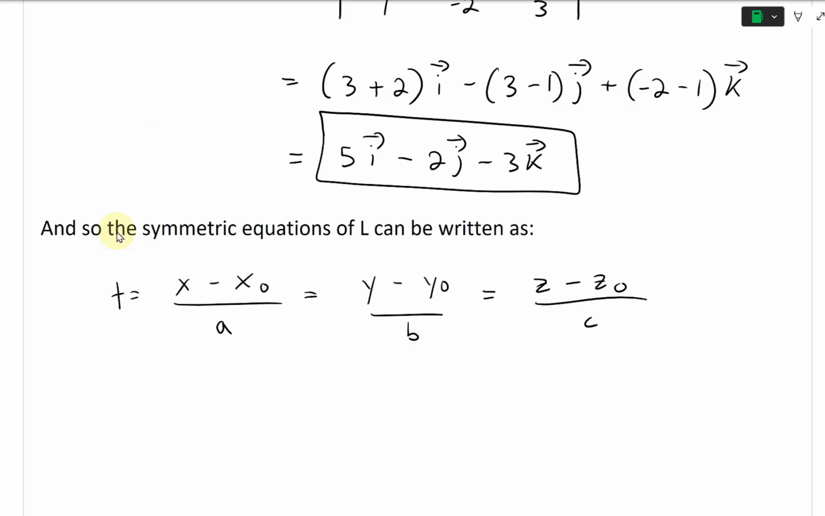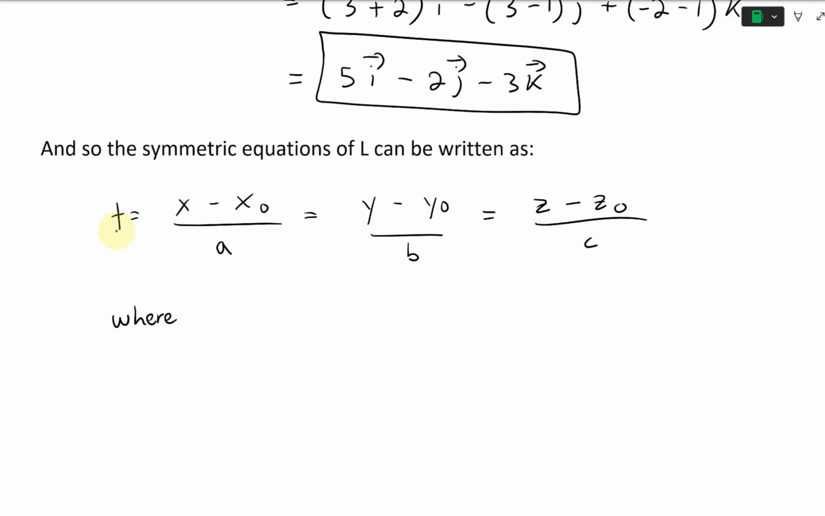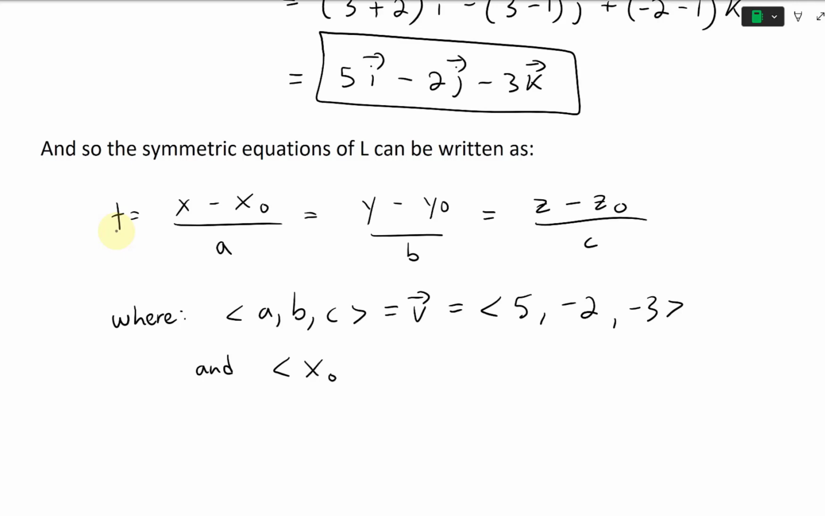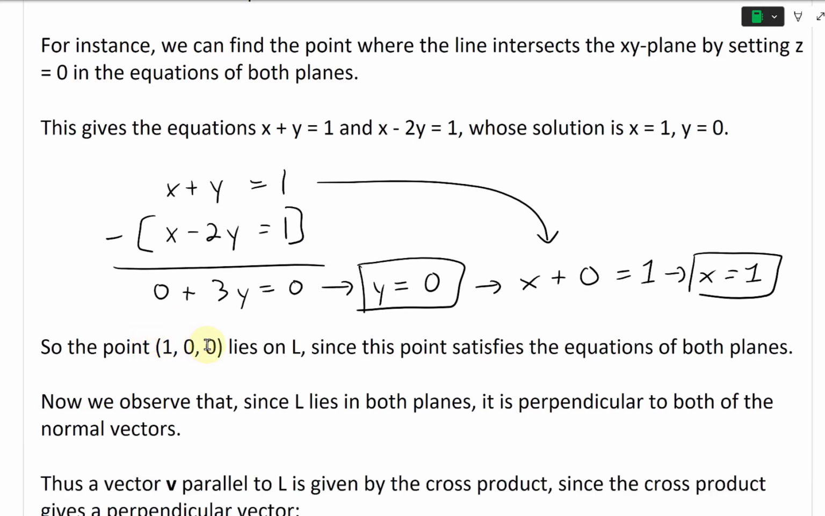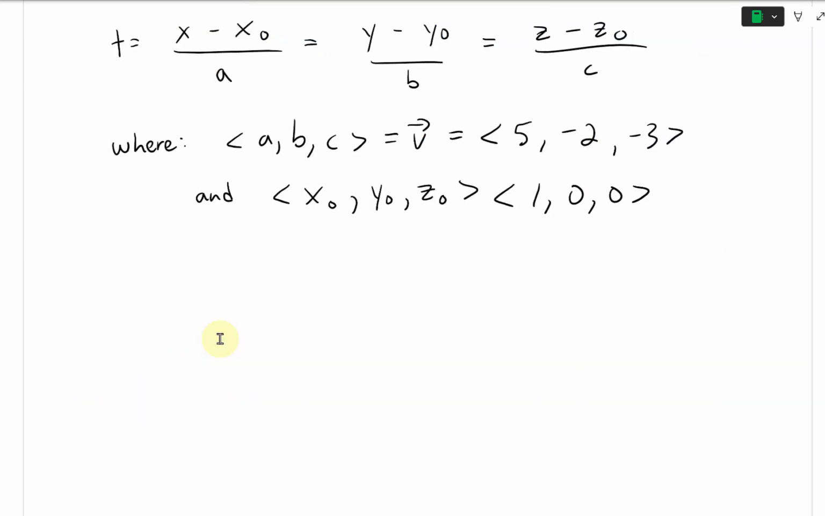So where a, b, c equals the v vector, with components 5, negative 2, and negative 3. And the point x0, y0, z0 is just a point on L. If we remember where we solved it for both planes, this was equal to 1, 0, 0 as per the setup here. So x0 is 1 and y0 and z0 are 0, and that one lies on the line L. Yeah, so we'll put this all together.